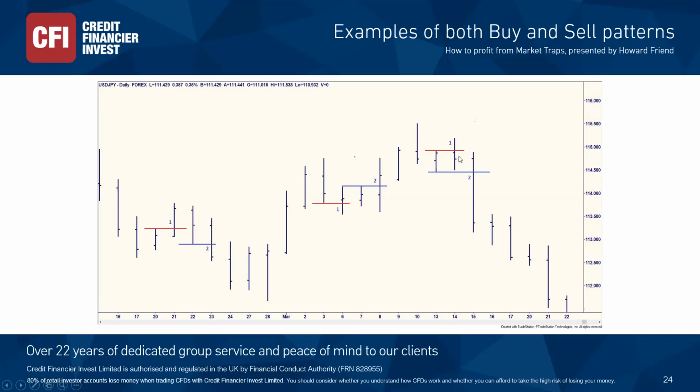Okay, so now we set ourselves up with a 1 to the upside. Higher high, higher low. We can sell the break of the 2-bar low, which happens here. And down we go.